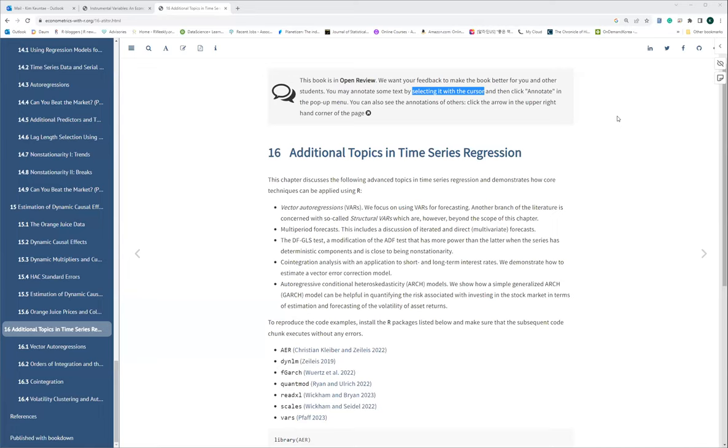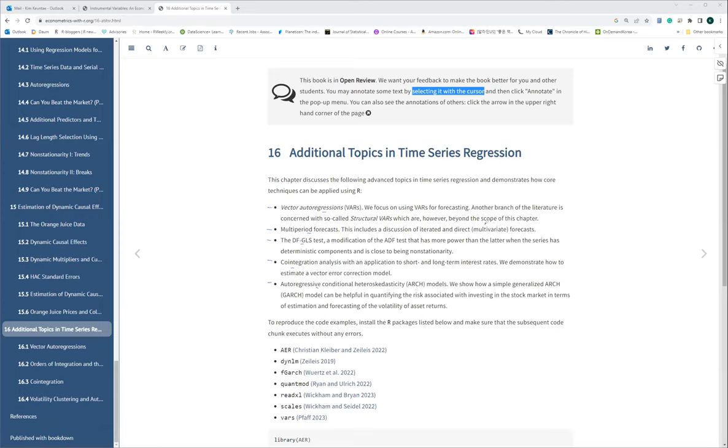Okay, so today is the last chapter, and then we're going to try to do Chapter 16, the additional topics for time series regression. Here we deal with five additional issues related to time series analysis. The first is vector autoregression, the next is multivariate forecasting, then the DF-GLS test, cointegration, and autoregressive conditional heteroskedasticity, which is the ARCH model.